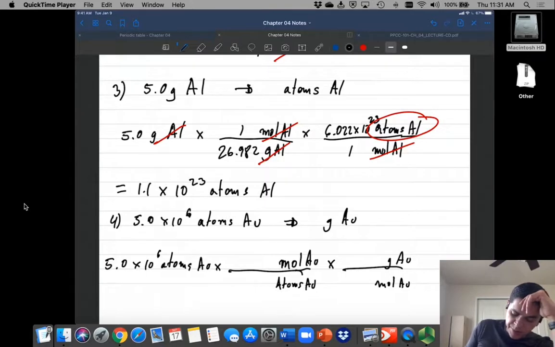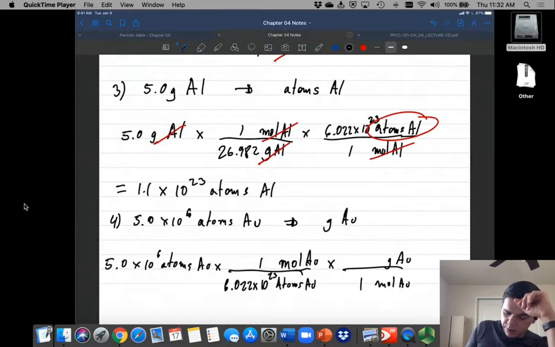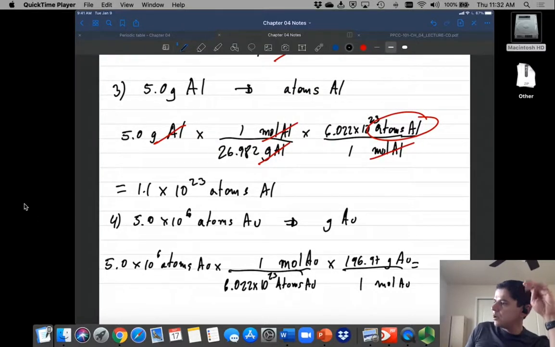So the numbers are, remember, the moles are always 1, so the atoms were 6.022 times 10 to the power 23. And the grams of gold, we go to the periodic table. Gold is right here, 196.97. So 196.97, and that gives you 1.6 times 10 to the power of negative 15 grams of gold.